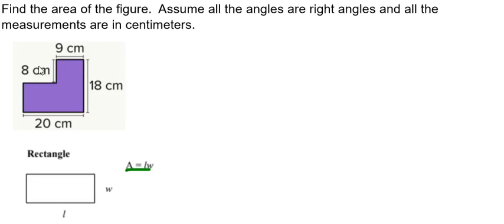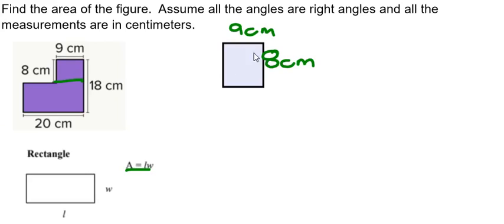So before we get started, we need to make sure we can break this rectangle up into two different rectangles. I'm going to go ahead and break it up right here. So we have the rectangle on the top and the rectangle on the bottom. Right away, for the rectangle on the top, we can see that we have 9 centimeters long by 8 centimeters wide. So all I've done is bring up a rectangle to represent this smaller rectangle over here and put the same dimensions on it.